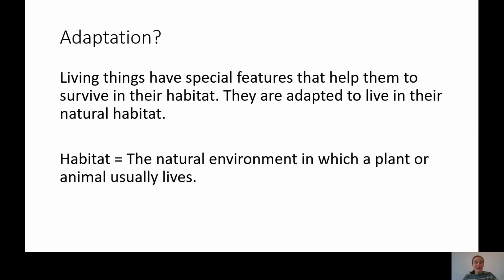Fantastic. So, adaptation is basically when living things have special features that help them to survive in their habitat. This means that they're adapted to live in their natural habitat. Now, I'm sure you know what habitat is, but just as a reminder, an animal's habitat is the natural environment in which a plant or an animal lives.